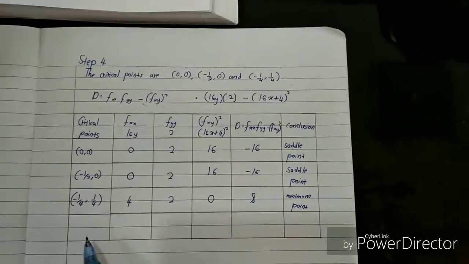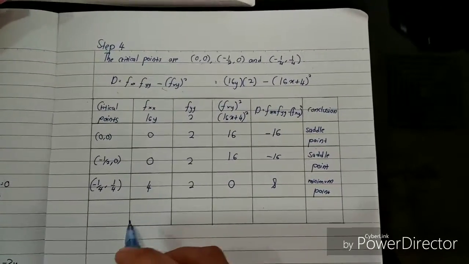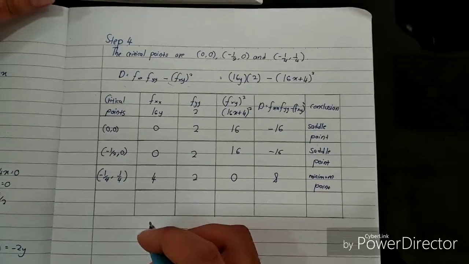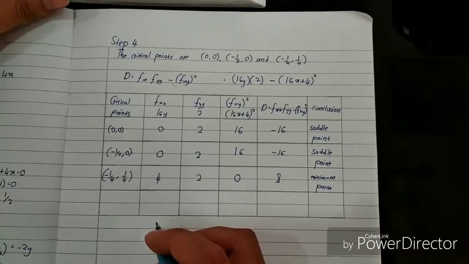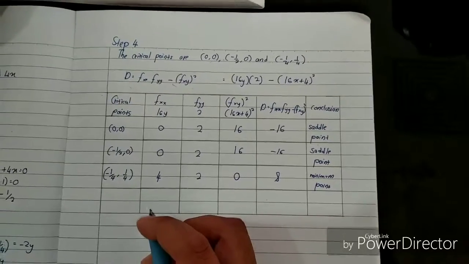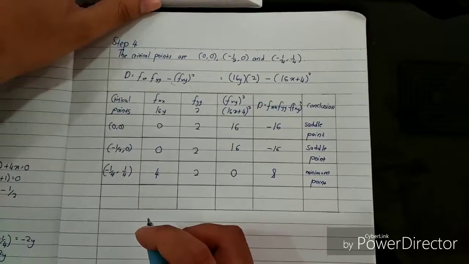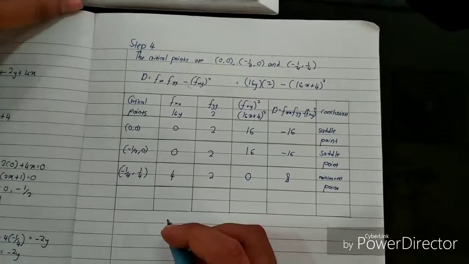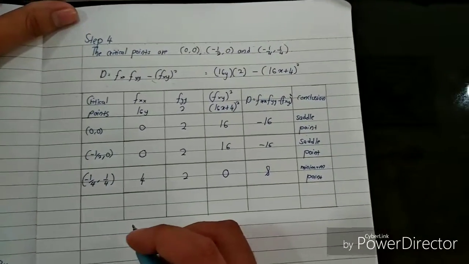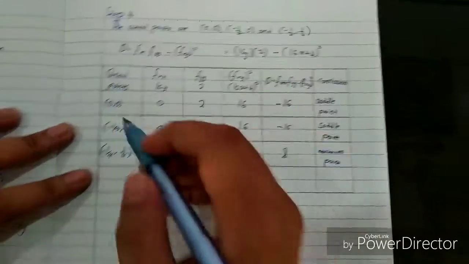If D is larger than 0 and fxx is larger than 0, then f is minimum at (a, b). If D is larger than 0 and fxx is smaller than 0, then f is maximum at (a, b). If D is smaller than 0, it is a saddle point at (a, b). If D equal to 0, no conclusion can be made, whether maximum, minimum, or saddle point.